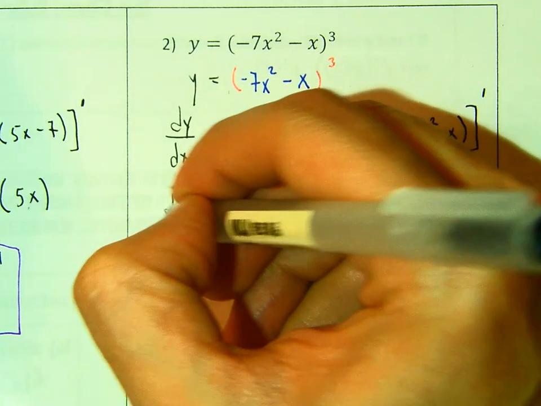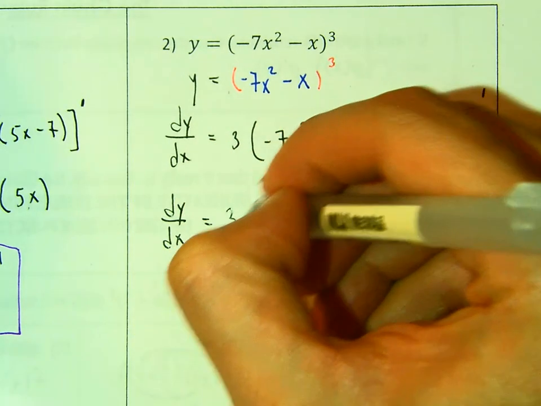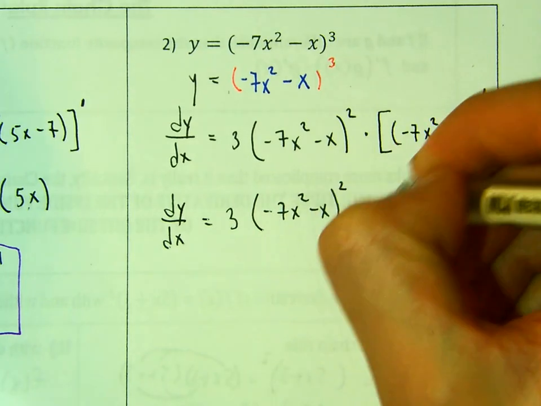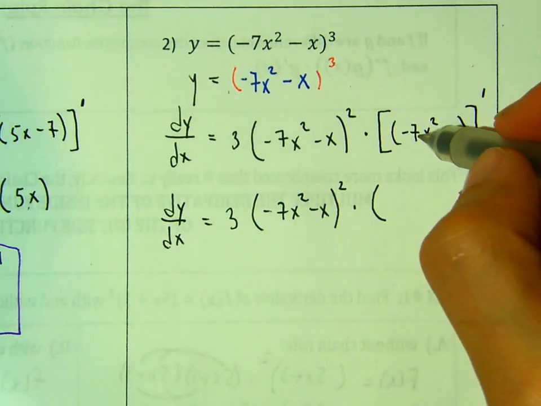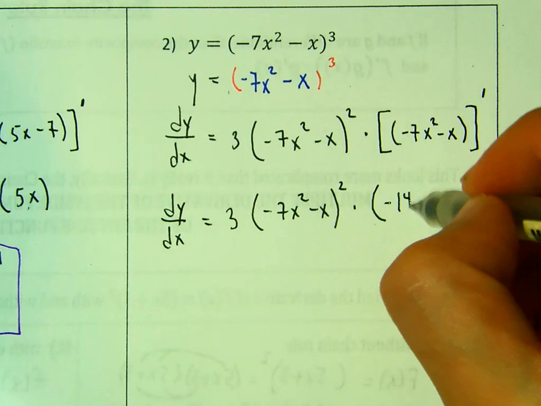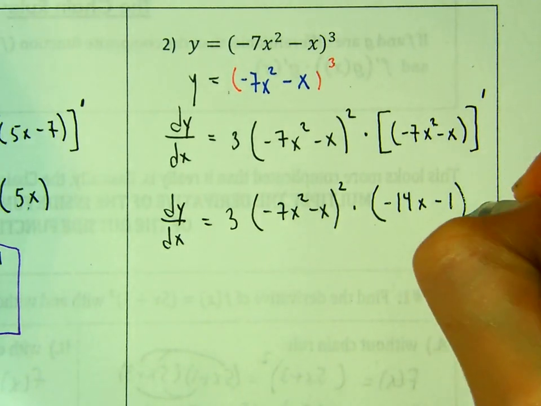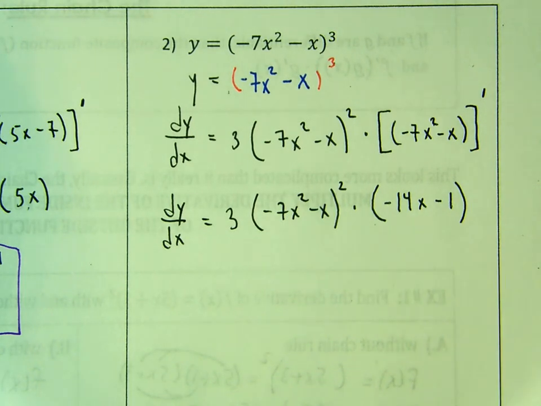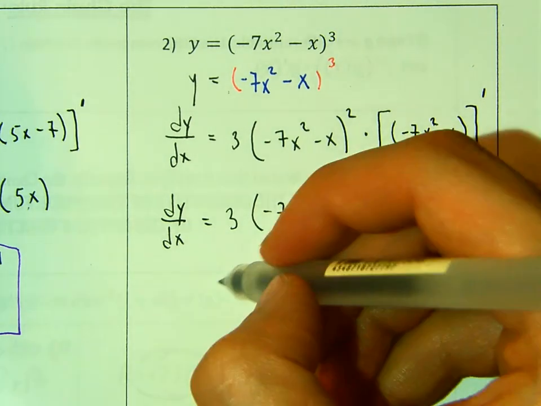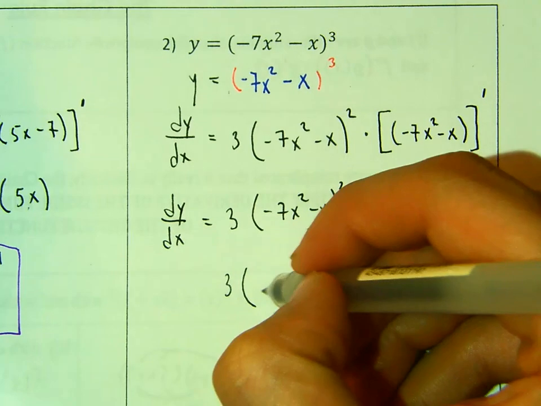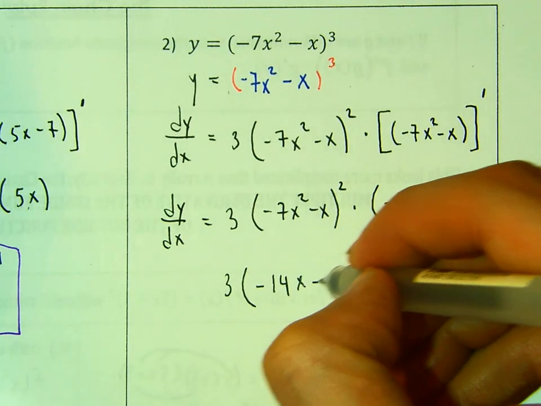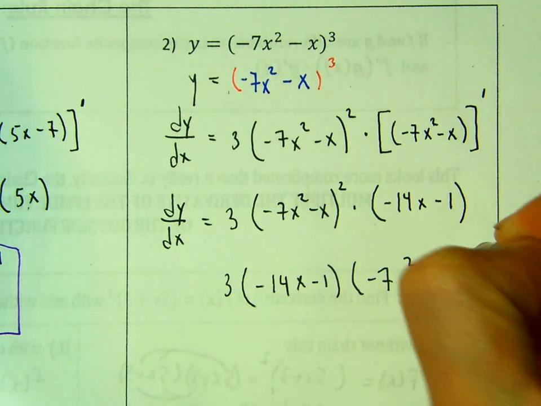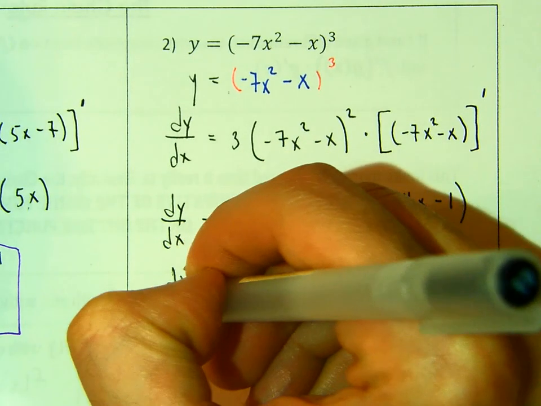So then again, let's rewrite dy dx is equal to 3 times negative 7x squared minus x parentheses squared times, well, what's the derivative of here? This is negative 14x minus 1. Okay, and then here, I guess you could just leave it like this. That's fine, because here you would just have it like 3 times negative 14x minus 1 times negative 7x squared minus x, the whole thing squared. And that's dy dx. Okay.